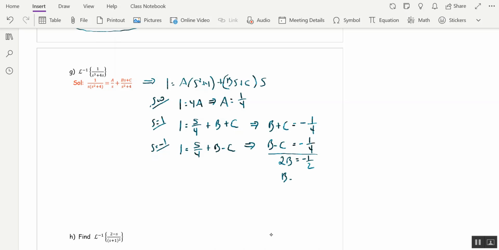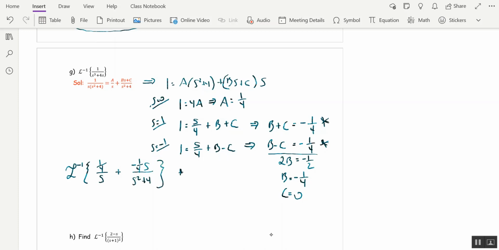So b is negative 1/4. Plug that back into either of these equations to see that c is 0. So now I'm going to put my L inverse back on. I want a over s. A is a quarter, so 1/4 over s, and then plus, b was negative a quarter, so negative 1/4 s, c was 0, over s squared plus 4.